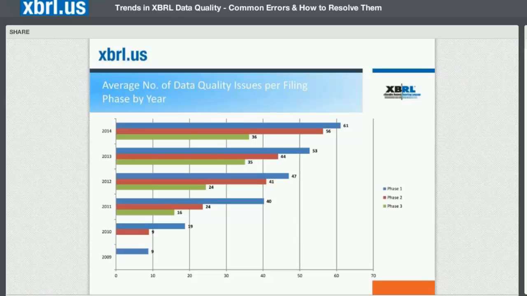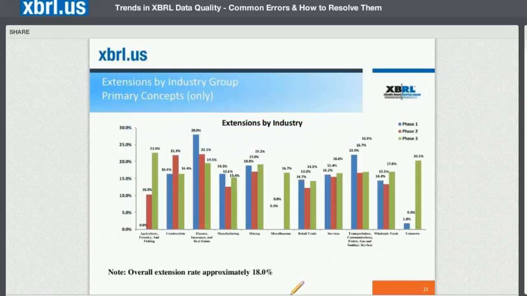So it's more the quality of the issues that are arising from a data quality perspective as opposed to one group of filers being so much farther ahead than others. We're still all progressing along that same learning curve.